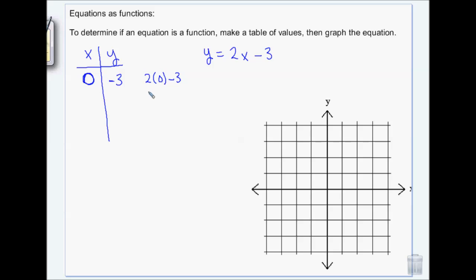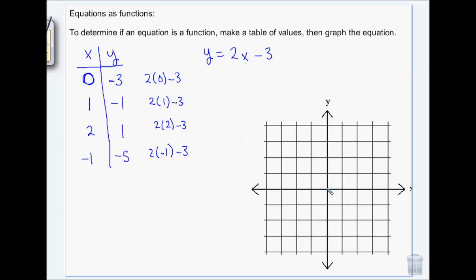Okay, if I pick 1, that means y equals 2 times 1 minus 3. So that's 2 times 1, which is 2, minus 3 is negative 1. If I pick 2, I have 2 times 2 minus 3, so I get 4 minus 3, so that's positive 1. You want to do about 3 points to make sure you have a straight line. We could do a 4th one, so let's go negative 1 just to see what happens. If I do 2 times negative 1, that's negative 2 minus 3 is negative 5.